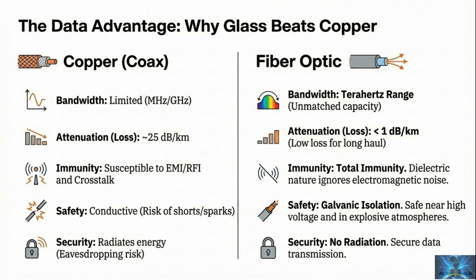There are also two industrial advantages that matter a lot: safety and security. Fiber provides galvanic isolation, reducing risks of sparks and ground loops, and it does not radiate energy the way copper can, which makes eavesdropping far harder.